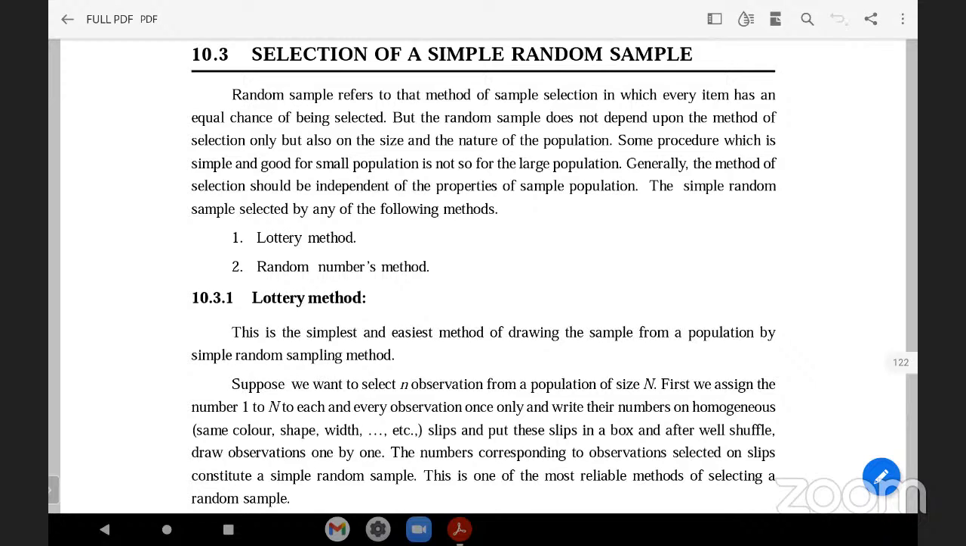Such kinds of techniques are the most important in human life. Such techniques we want to identify using the lottery method and the random numbers method. The lottery method means I will select randomly, I pick and I check. This is the simplest and easiest method for drawing a sample from the population by simple random sampling. Here the total population is N and a small sample is n observations.